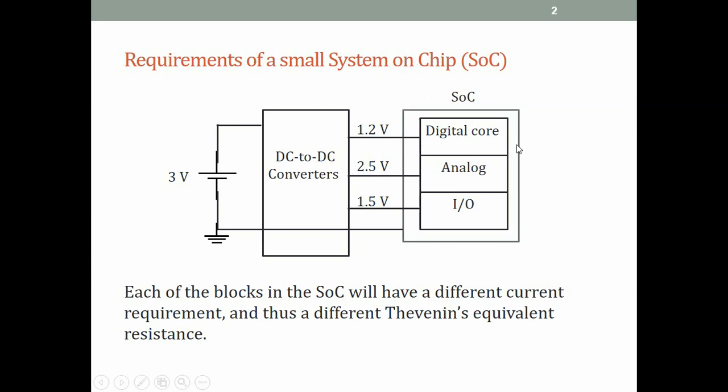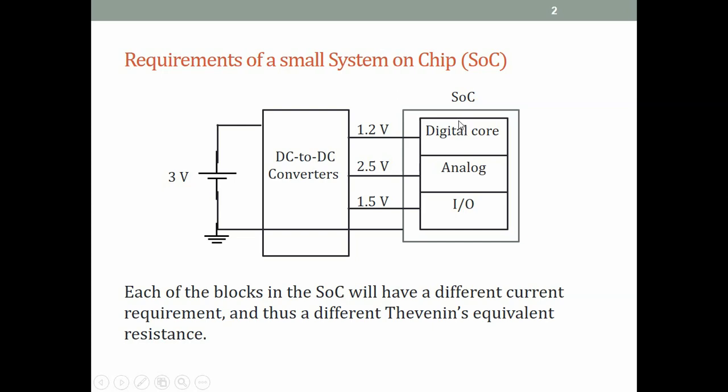Now the chip itself is supplied from the outside by a single voltage. This may be a battery. For example, if you think of your smartphone, the smartphone works off a single battery that is connected to it, and inside the smartphone, I'm taking the example of 3 volts, whatever this voltage is, has to be converted to different DC voltages as needed by different parts of the chip or the system.